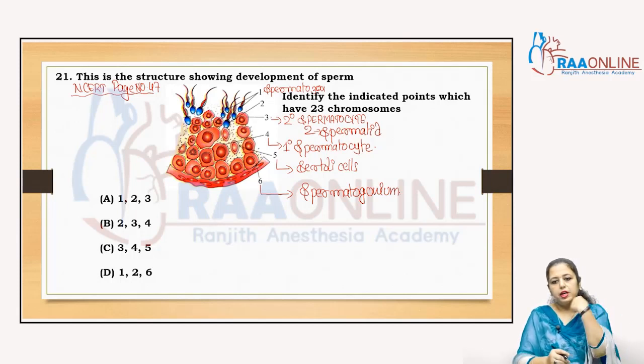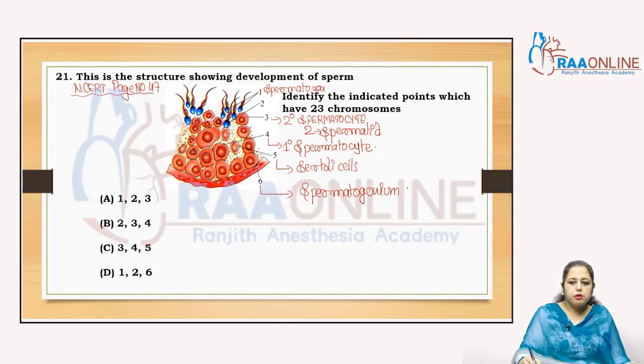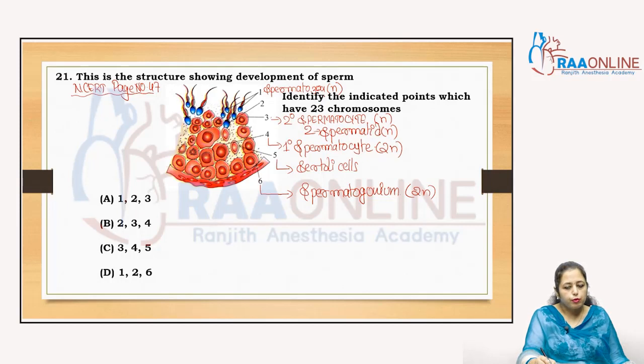Right, these are the spermatogonium. So now what will happen? Identify the indicating points which have 23 chromosomes. We know that the spermatogonium is diploid, that is ploidy is 2, and that is 46, right? Primary spermatocyte again is diploid, but the secondary spermatocyte and the spermatid both have haploid ploidy, even the spermatozoa also, right?